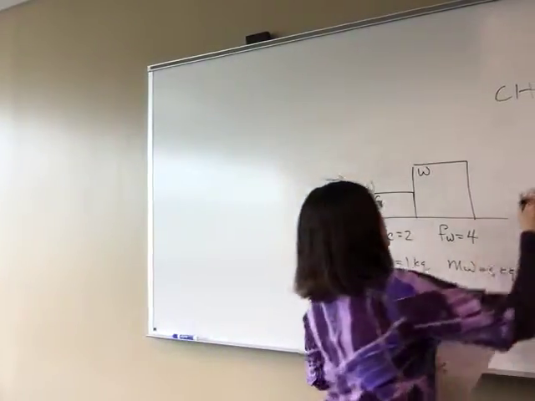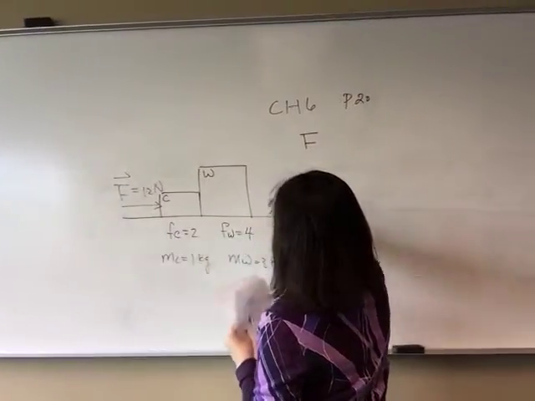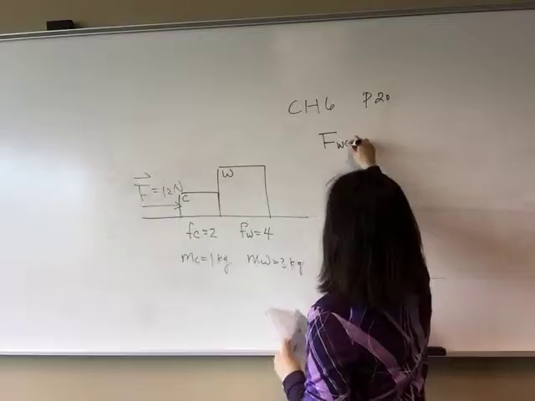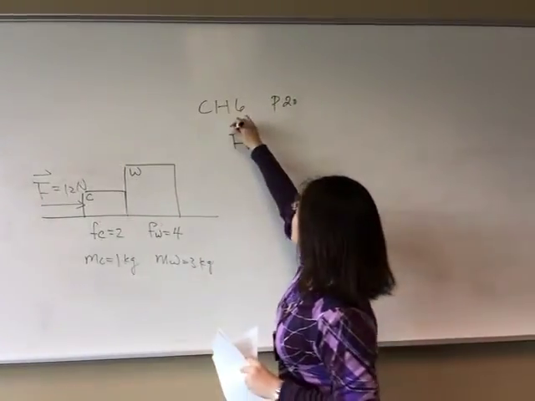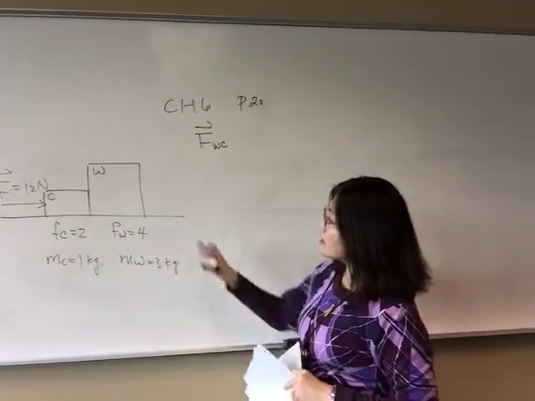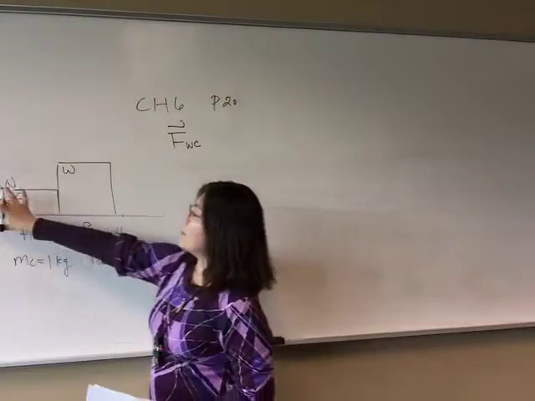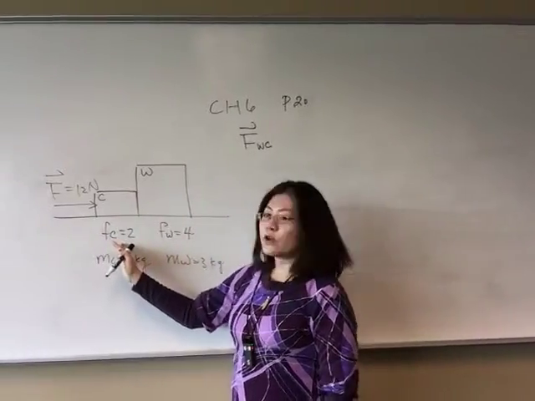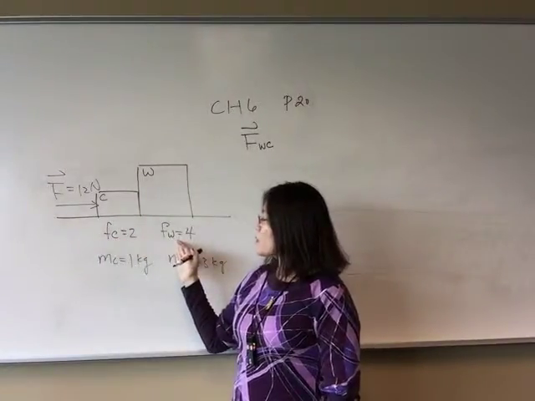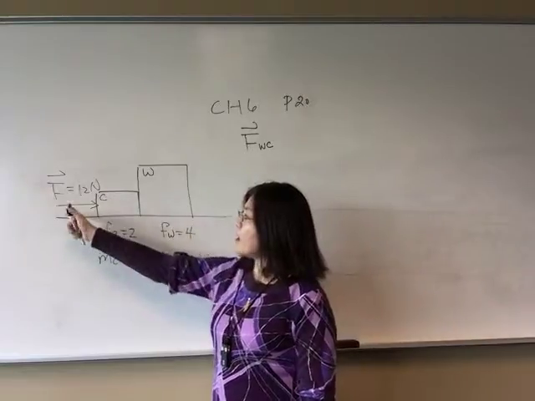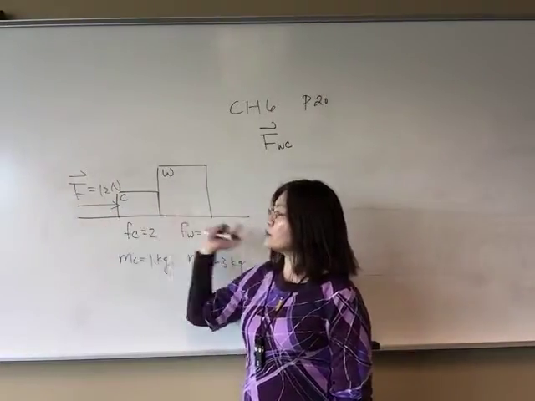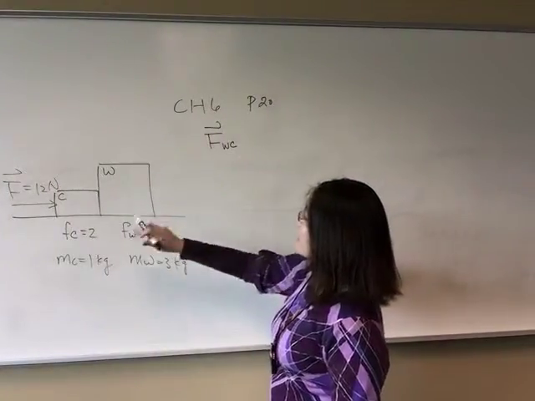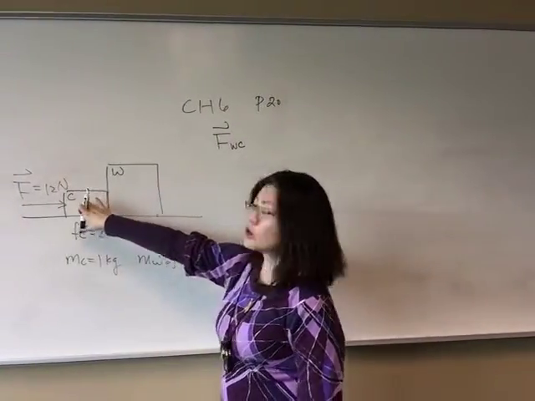In other words, you want to find the force acting on the Wheaties box from the Cheerio box. So you want to find the FWC. Okay, so let's look at this diagram. This whole thing is moving rightward, and this one experiences a kinetic friction that's 2 Newton, and this one experiences a kinetic friction that's 4 Newton, and there's a rightward force that has a magnitude of 12 Newton, and you're asked to find the force acting on this by the Cheerio.